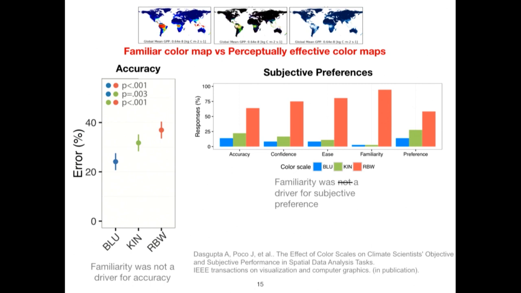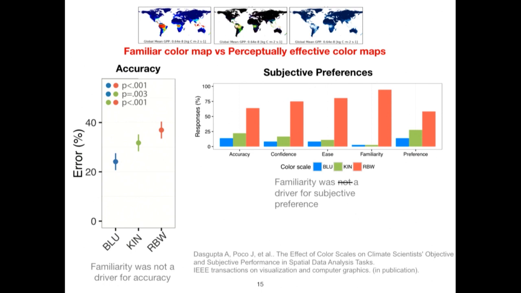However, when we looked at their preference levels, we found that familiarity in this case was actually a driver for subjective preferences, because most of the people indicated a greater level of perceived accuracy, confidence, and preference for the rainbow color map. On the other hand, they were significantly less accurate, at least on one of the tasks, with the rainbow color map. And I will be presenting this paper in InfoVis next year. This is just published in TVCG.